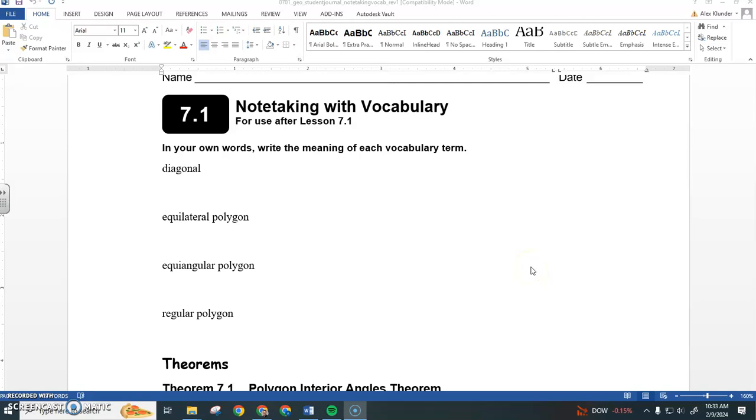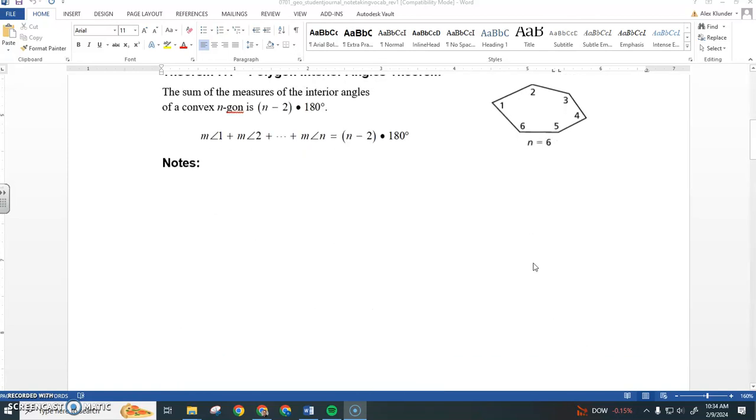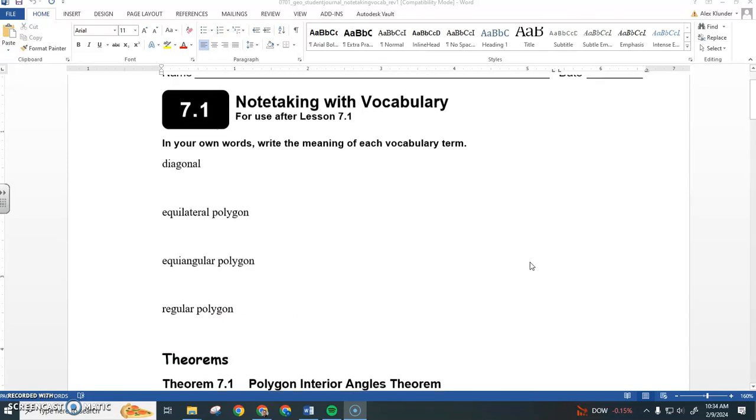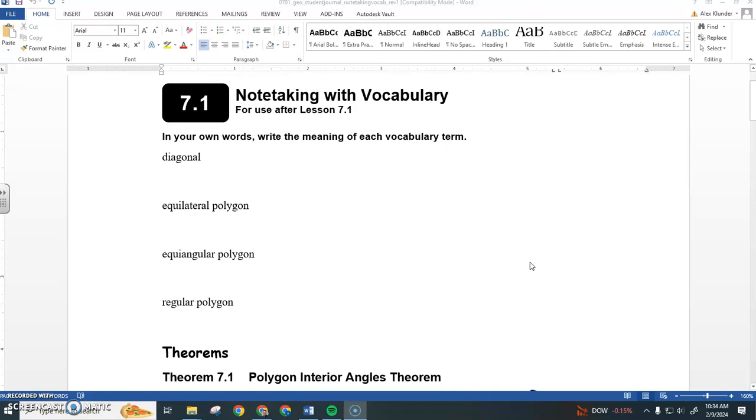All right, everyone, welcome to 7.1. This is a new chapter for us. We're looking at really what it means to be a polygon. The first vocab word really that we're going to talk about is diagonal. We're on page 197, by the way, if you guys need to turn to that in your note-taking guides. Like I said, we're talking about polygons, and the first thing we're talking about is this word called diagonal.